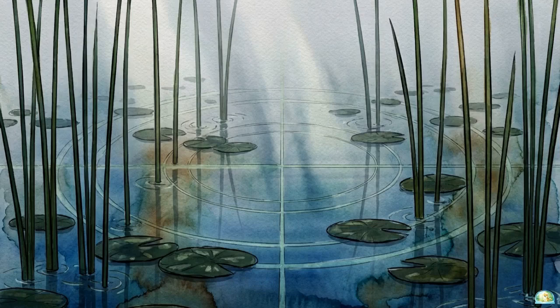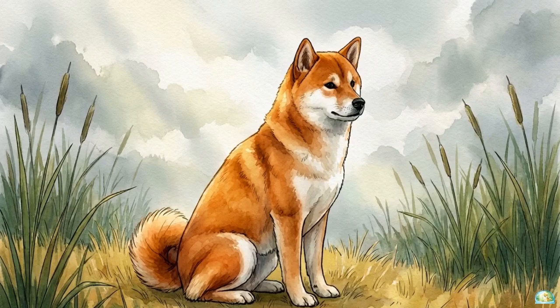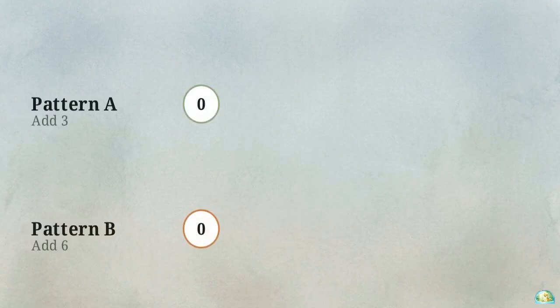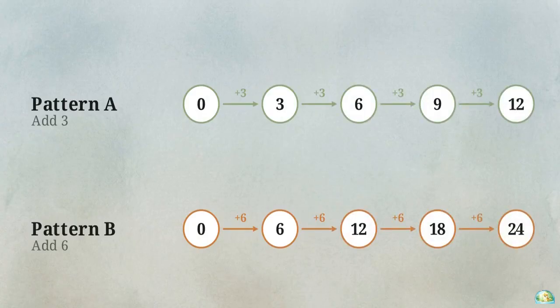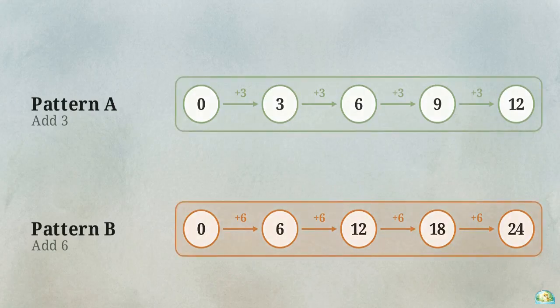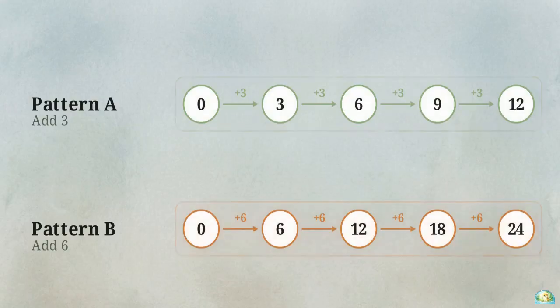Here in the painted wetland, the reeds and lily pads suggest a natural coordinate grid. Our guide, the wise Math Shiba, sits among them to observe the patterns of the marsh. In this environment, two separate mathematical rules can operate at the same time, generating two distinct trails of numbers. But looking at those numerical trails in isolation doesn't show how they interact or influence one another.